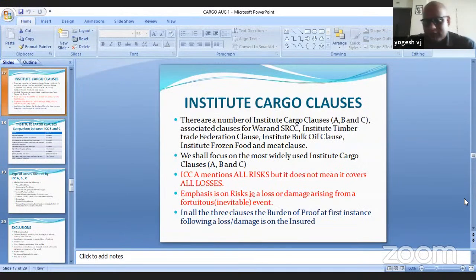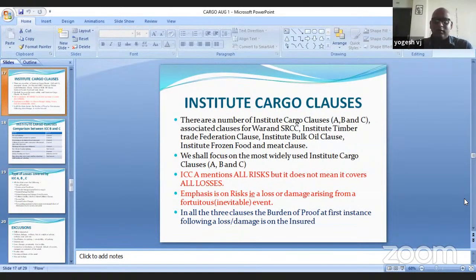Now, institute cargo clauses. Again, you might be experts in this particular part of marine insurance. Institute A, ICC A, B, C. Everyone knows that C is a very restricted cover. B is a better cover than C, and ICC A is an all risk cover. It is a wide cover. Everything is covered in ICC A.